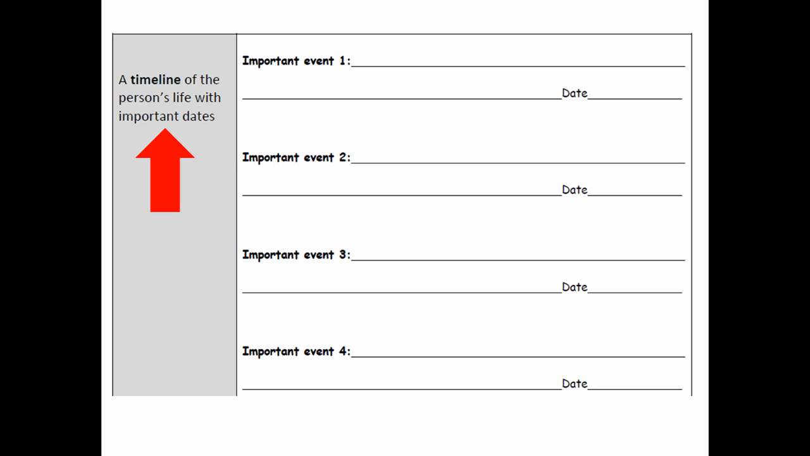You are just going to choose and take notes on the important events and dates that you want to include on your poster and when you present in front of the class. So like I said, you're going to put your important event and then the date that it happened.